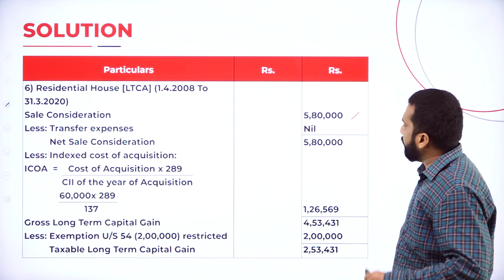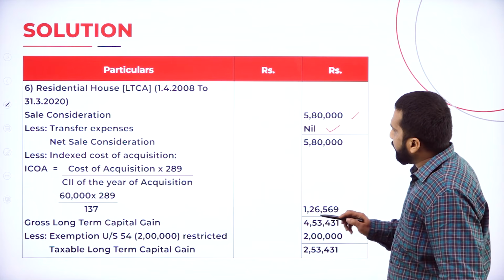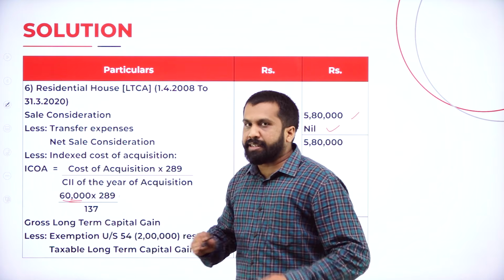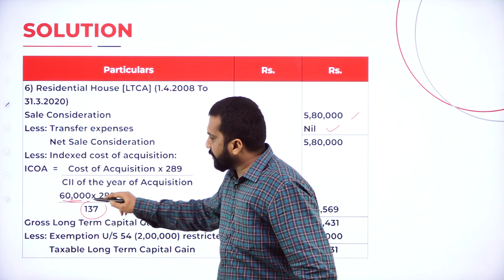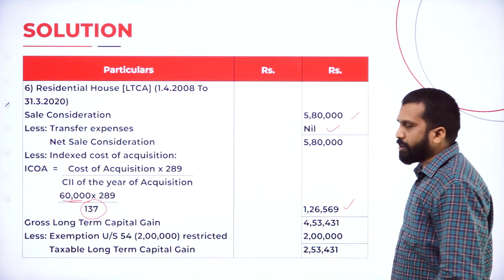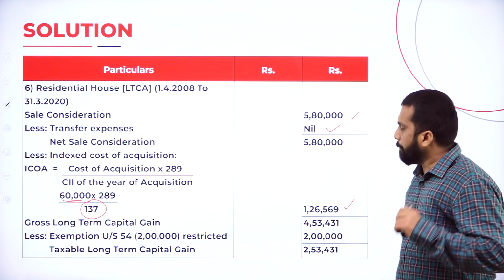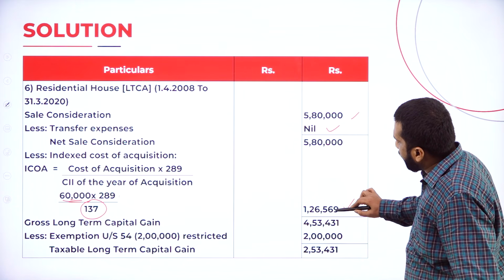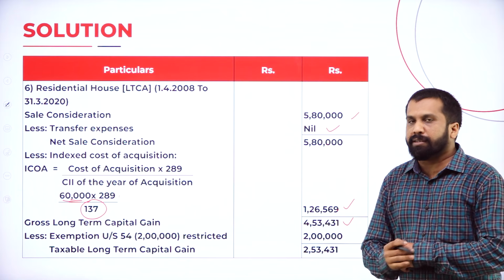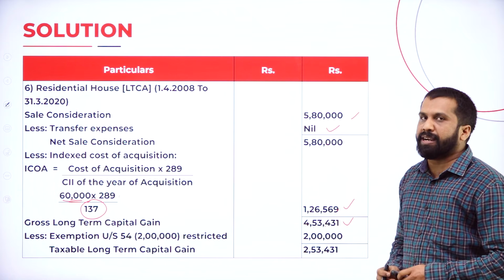5,80,000 is your selling price, your transfer expenses nil, minus indexation, your cost into 289 is common, divided by 137 given in the question. So how much is it? 1,26,000. 60,000 will become 1,26,000. Now, 5,80,000 minus 1,26,000, you got 4,53,431. Up to this, any doubt? Hope there is no doubt. I'll go back to the question.